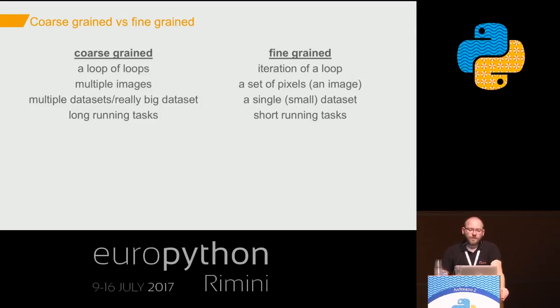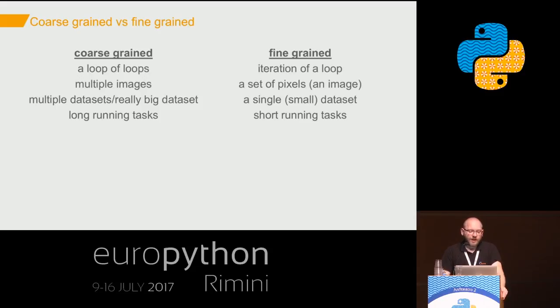Usually when we talk about parallel nature, we talk about coarse-grained problems. So if we have a loop of loops, if we have multiple images to process, if we have multiple data sets, or a really big data set, or maybe the data set is not big, but the operations we want to run on it are long. Those problems are coarse-grained, and there you can easily apply parallel programming.